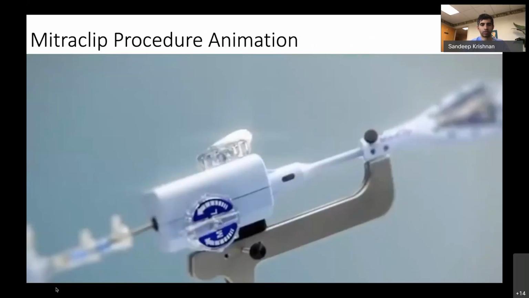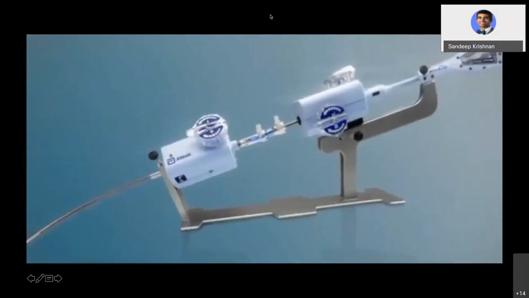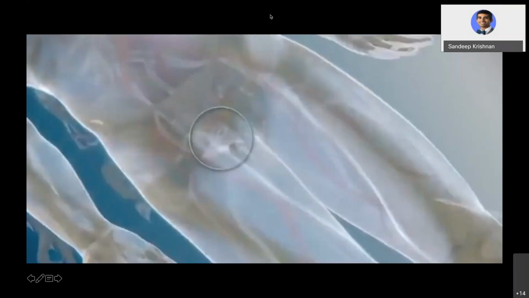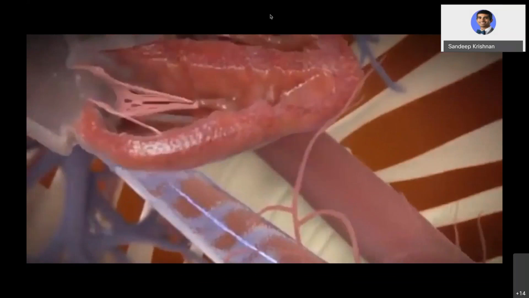MitraClip is a unique, highly maneuverable transcatheter system for mitral valve repair. This procedure avoids cardiopulmonary bypass using minimally invasive venous approach and transseptal puncture to gain access to the left atrium. MitraClip's steerable guide catheter is introduced over a previously placed guide wire. The dilator is used to gradually advance the guide into the left atrium, and the guide wire and dilator removed.